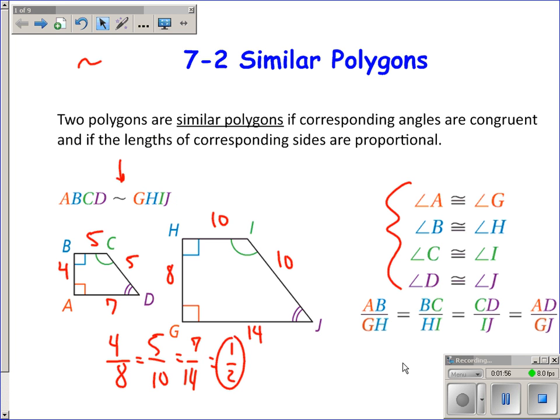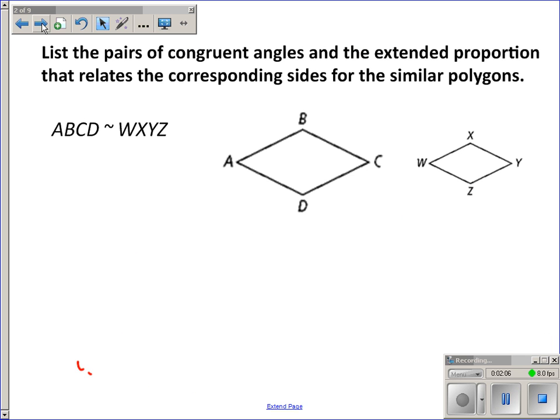Okay, and 1/2 is an important number. It's called the scale factor. We'll get into that a little bit later. But the corresponding angles are congruent and the corresponding sides are proportional. So let's take this one and find the congruent angles and the extended proportion for the sides.